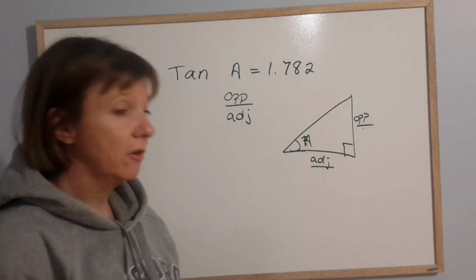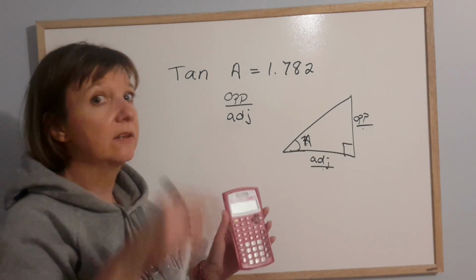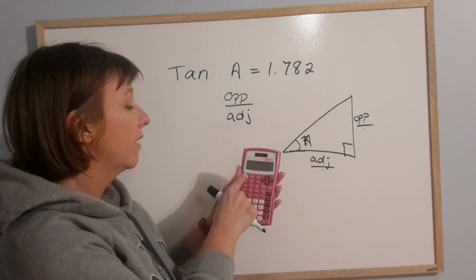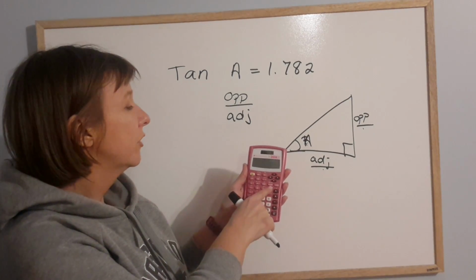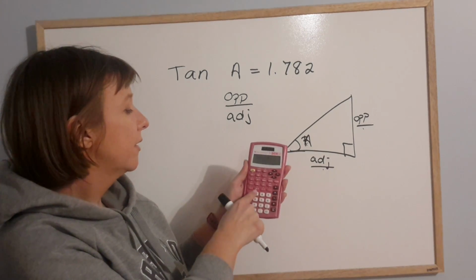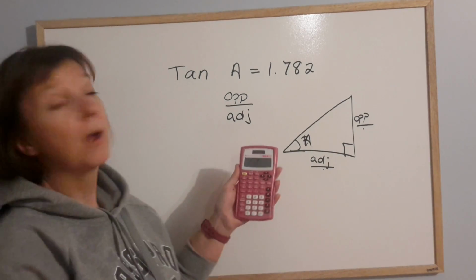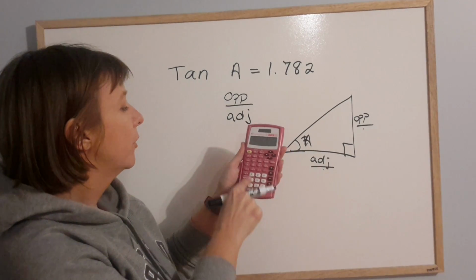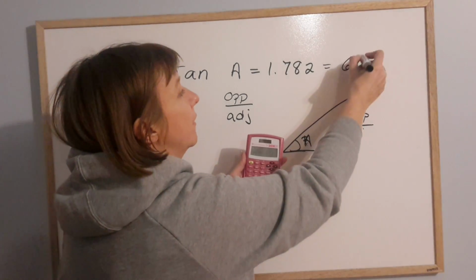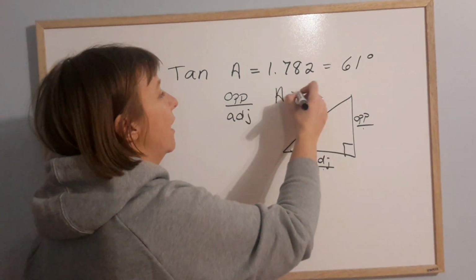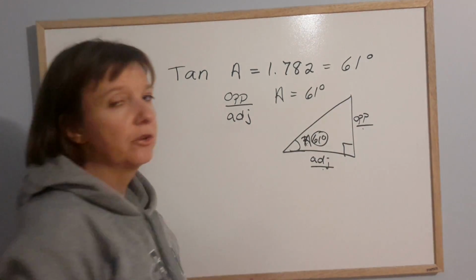So it's still just a matter of calculator work. All you have to do is go to your calculator, but instead of just hitting tan, you have to hit second function or inverse. I don't know what your calculator says, but you hit second function tan of 1.782, and I get 60.7. We're going to round that off to 61 degrees. So A is 61 degrees. What that means is this angle right here should be 61 degrees.